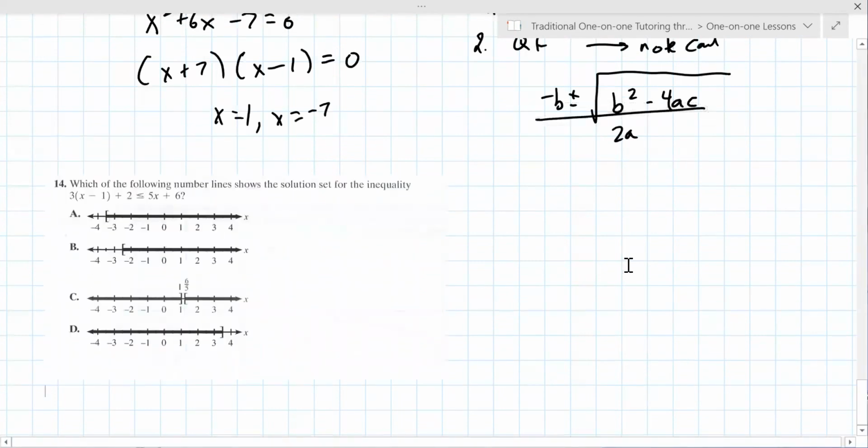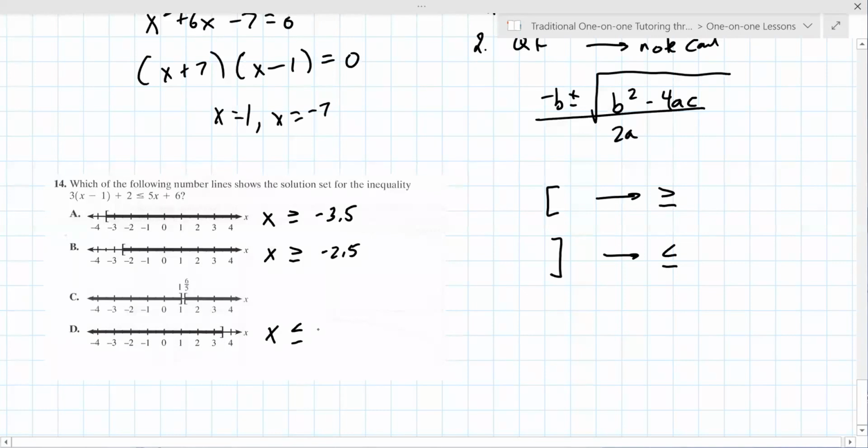Which of the following number lines shows the solution set for the inequality? Before we go to that, let's write out what the solutions are to each of these as practice. For the first one, x is greater than or equal to negative 3.5. It's everything right of negative 3.5. B, x is greater than or equal to negative 2.5. The brackets correspond to greater than or equal to. They're all brackets, so this one would correspond to a less than or equal to. For example, D is x less than or equal to 3.5.